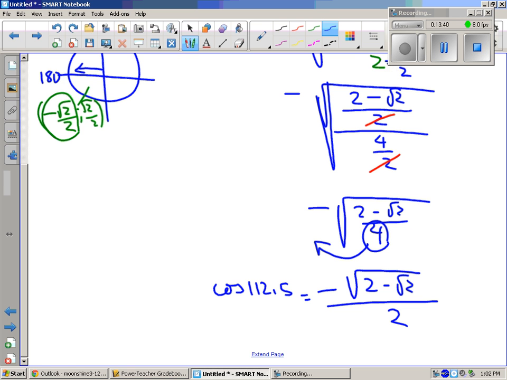Okay, so we're using angles that we do know in the formula to find angles that we don't know. And we're using half angles and double angles to accomplish that. All right, I think that is it.